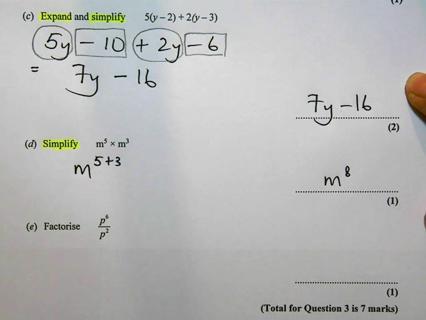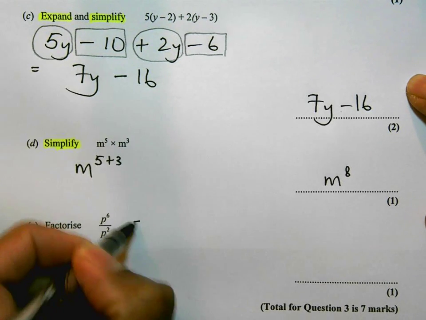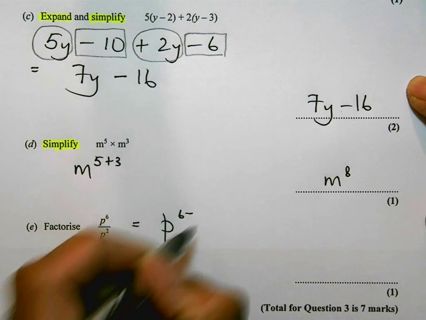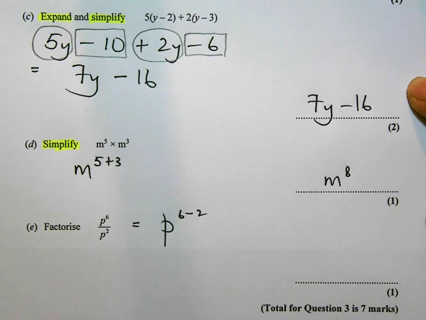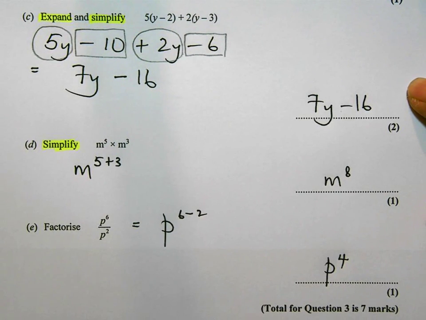And then finally part E, in this case we're doing a division, and again the bases are the same, p and p. So this is going to be equal to p to the power of 6. In this case, we take away the powers. 6 take away 2. So my answer is going to be p to the power of 4. Make sure you can do this.